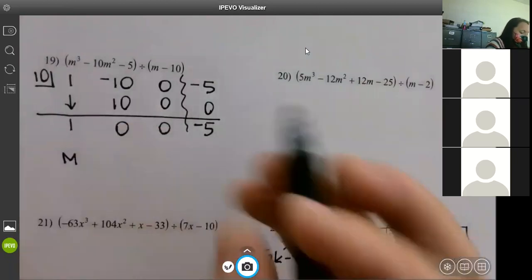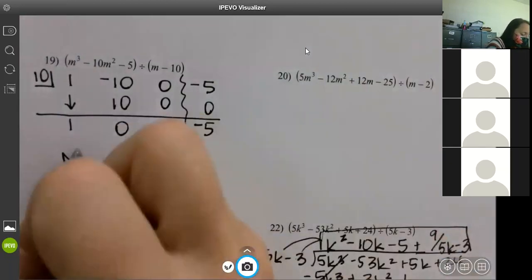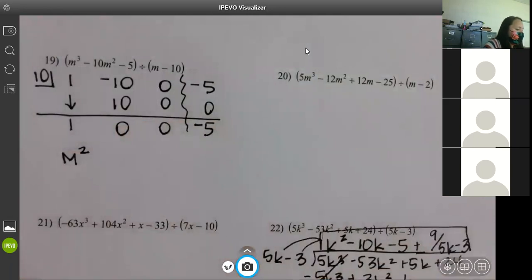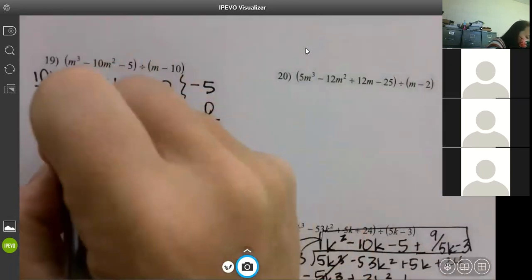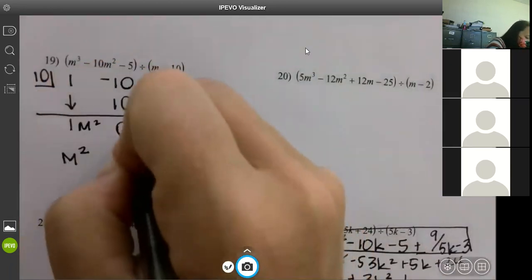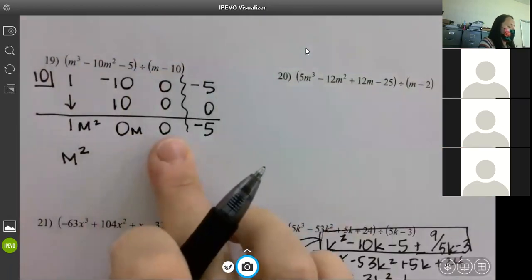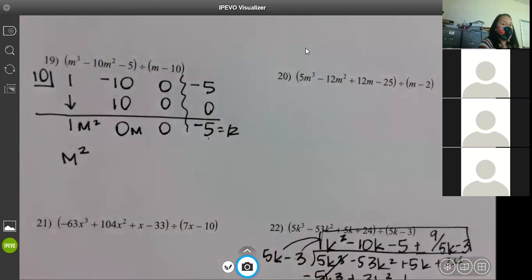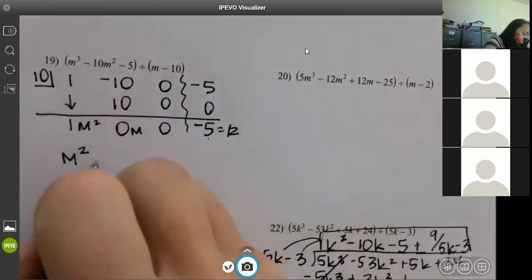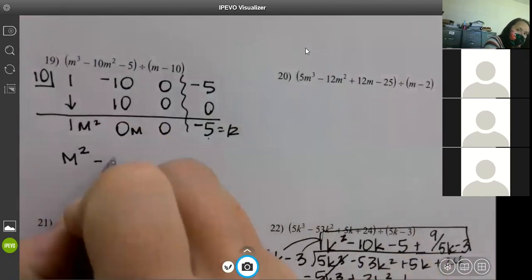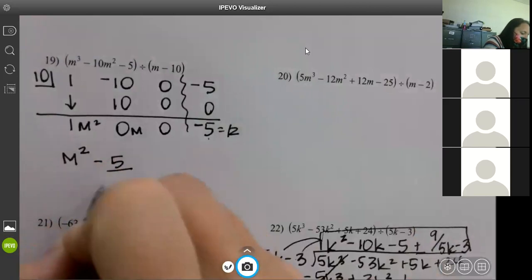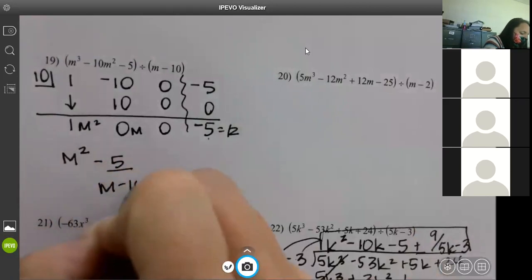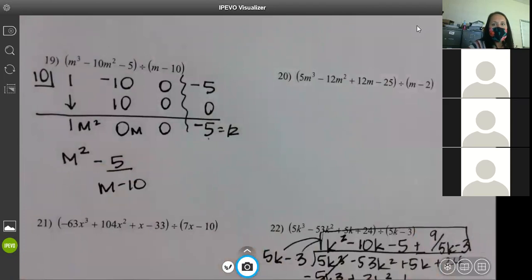So what was our highest power that we started with? M cubed. So we're going to drop this one to M squared. If you need to do it like this, I don't have an M term. I don't have anything after that. All I have is my remainder, right? How do I write my remainder? Plus negative 5 over n minus 10. I'll fix that in just a second. Perfect. You can say plus negative 5, or you can just say 5.